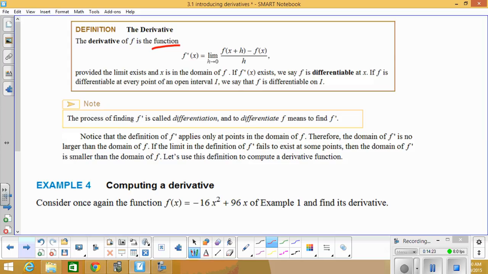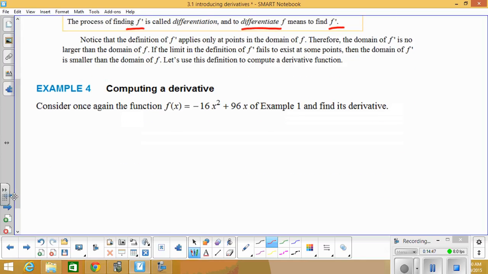we say it's differentiable. If f is differentiable at every point on an open interval, then we say f is differentiable on that interval. Note, f prime is called the derivative. The process of finding it is differentiation, and to differentiate f means to find f prime. All right? So then I have, for example, number 4 from the book, which is going way back to 2.1, where we were first talking about instantaneous rates of change.